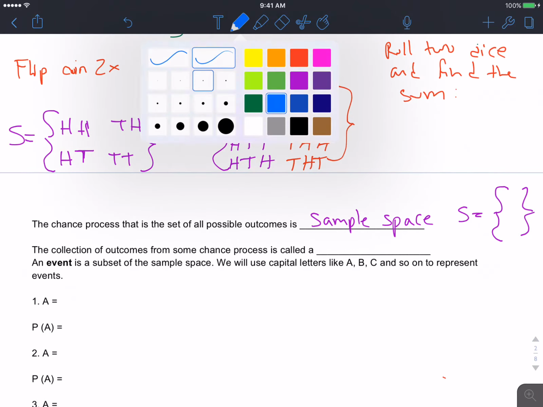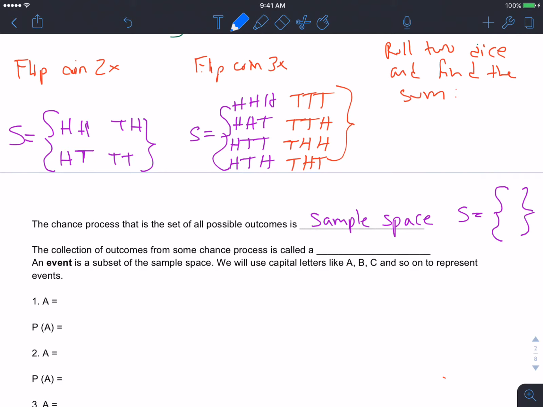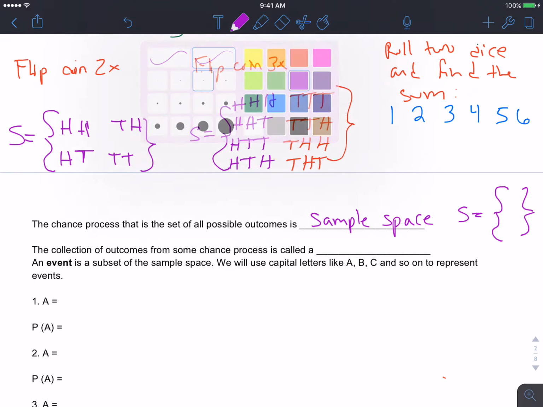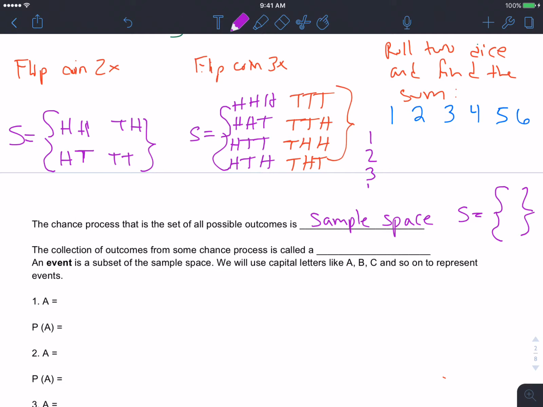If I wanted to talk about taking a look at dice and adding 2 dice, this is a larger outcome. But if we draw a picture, you could get a 1 1, a 1 2, a 1 3, a 1 4, a 1 5, and a 1 6. So notice there's actually 36 possibilities because there's 6 sides on each die. 6 times 6 is 36.